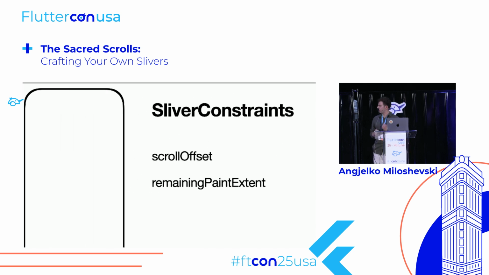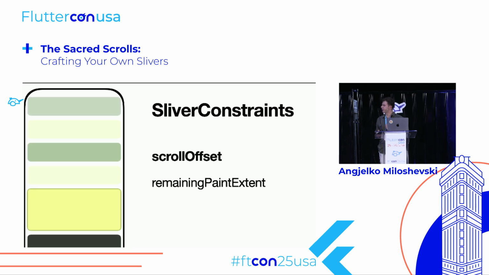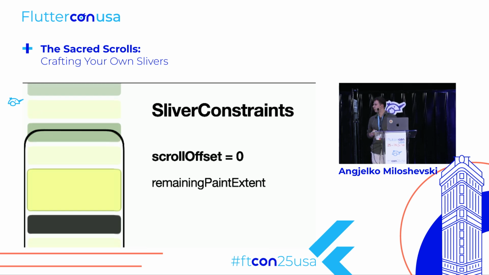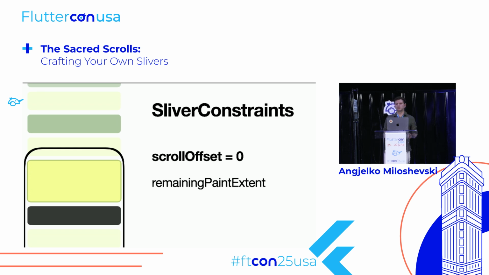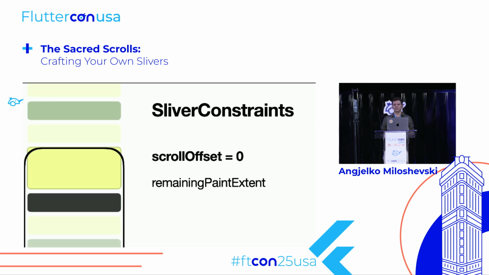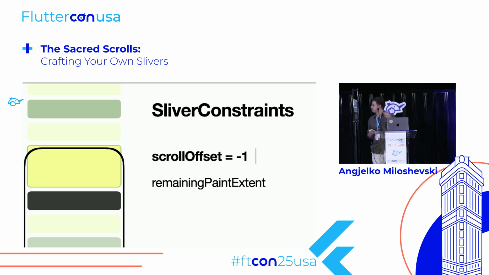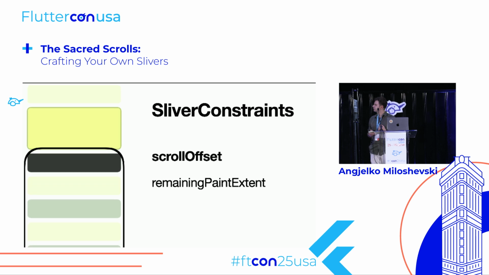Now, the scroll offset gives us the offset position, as the name implies. And the funny thing about this is that most of the time it will be equal to 0. It doesn't matter if your sliver is in the middle of the screen or on the top, it will be 0. The only time the value might change is when it goes past the top edge, and then the value goes into negative.